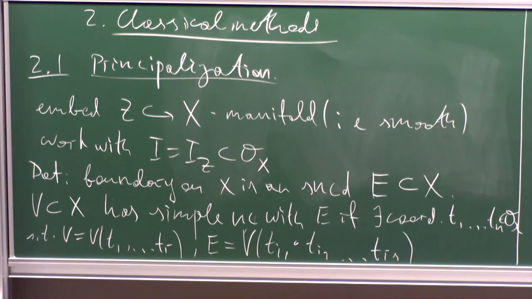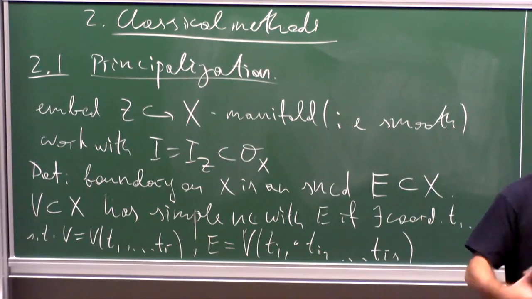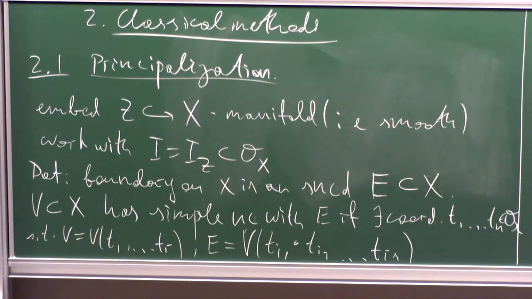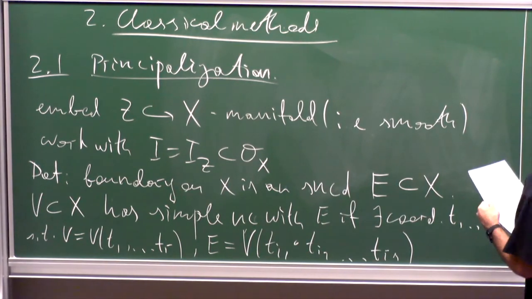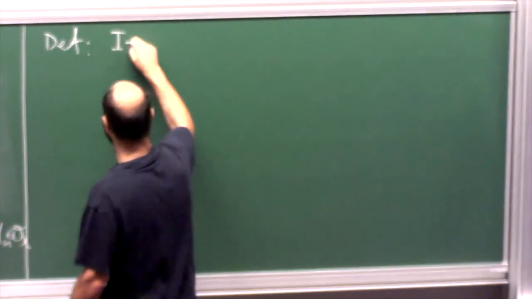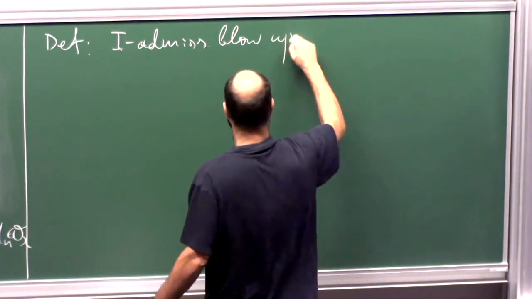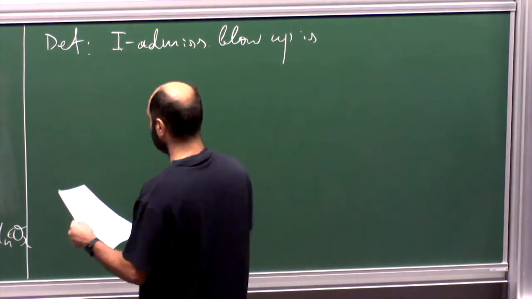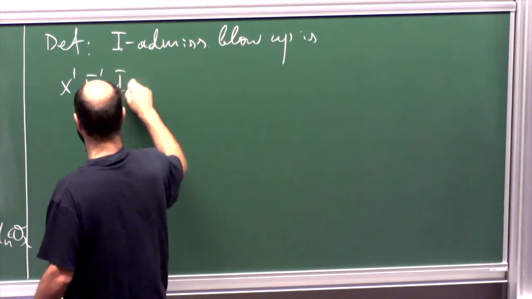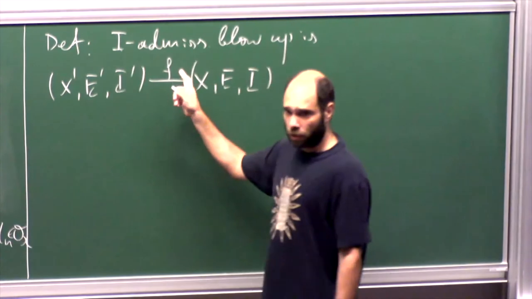Okay, so this is very simple. We can just pick up local coordinates so that all our data is given as coordinate, as linear planes with respect to this coordinate. Good, and another definition, we say that I admissible blow up is the following datum, X prime, E prime, I prime going to X, E, I. This is just formal notation.